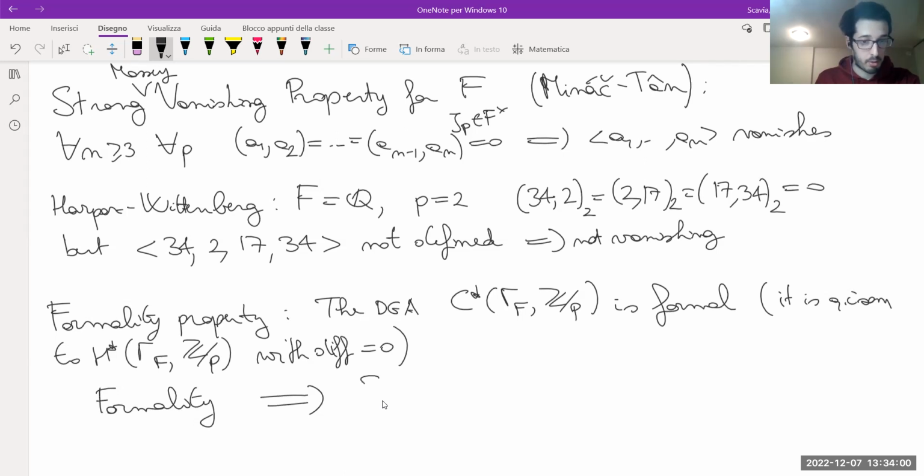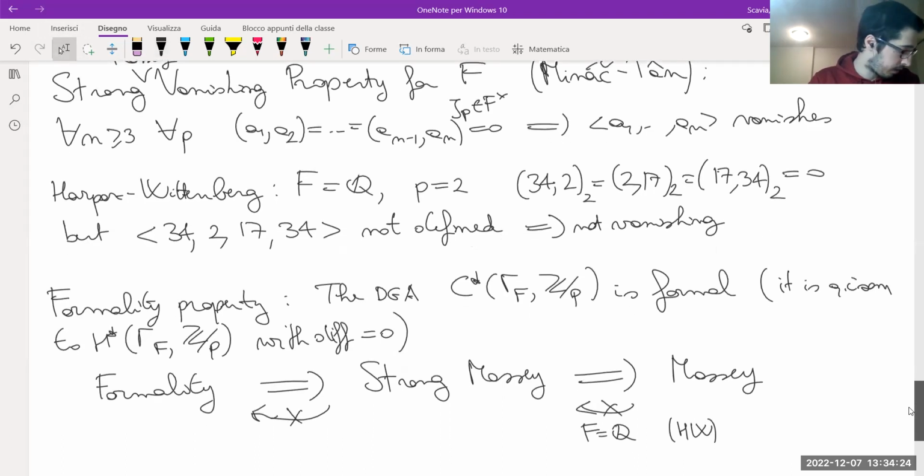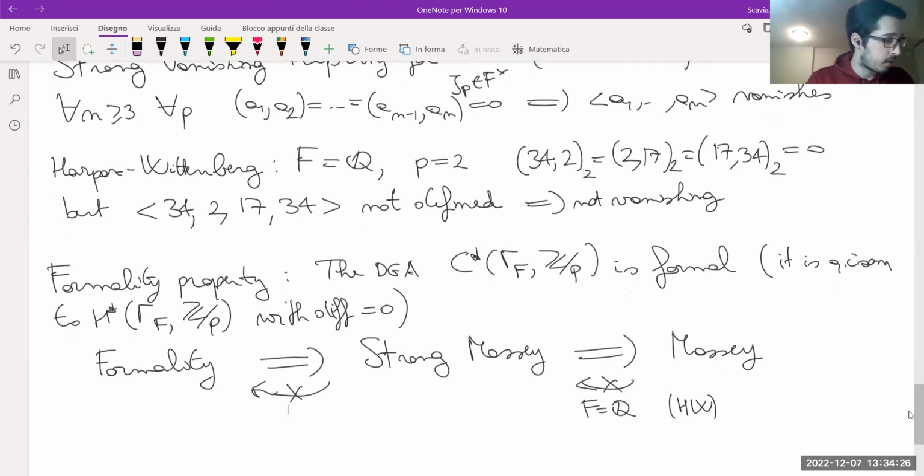But it gives us the following chain of implications. Formality implies strong Massey, and strong Massey implies Massey. And we are not allowed to go back here because of Merkurjev–Scavia, and we're not allowed to go back here also. This is due to Positselski, 2015, I think.